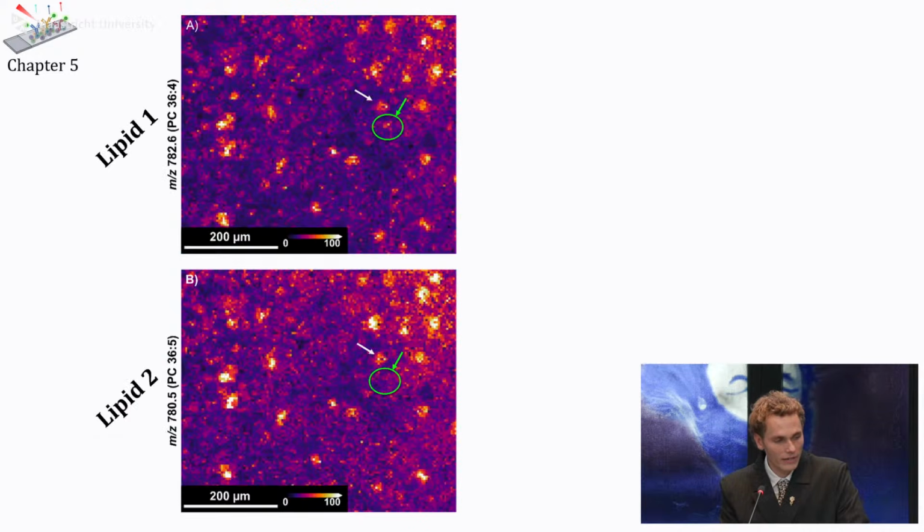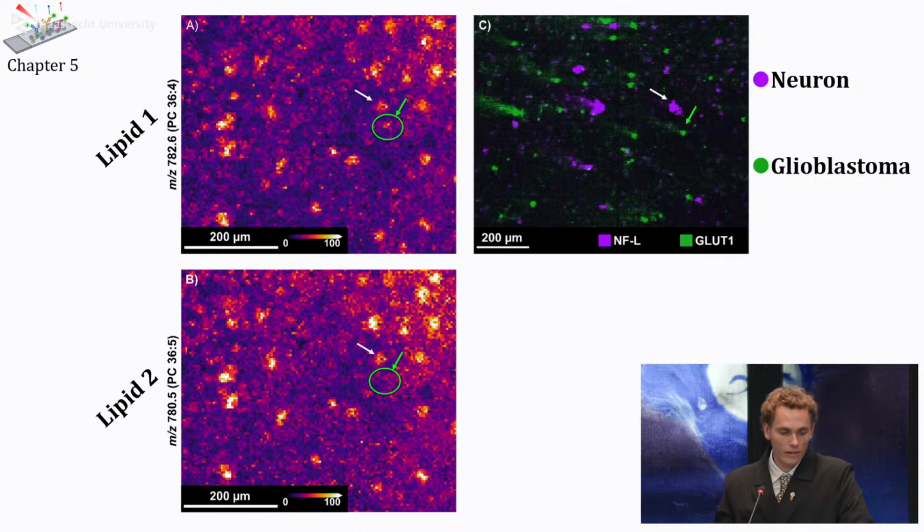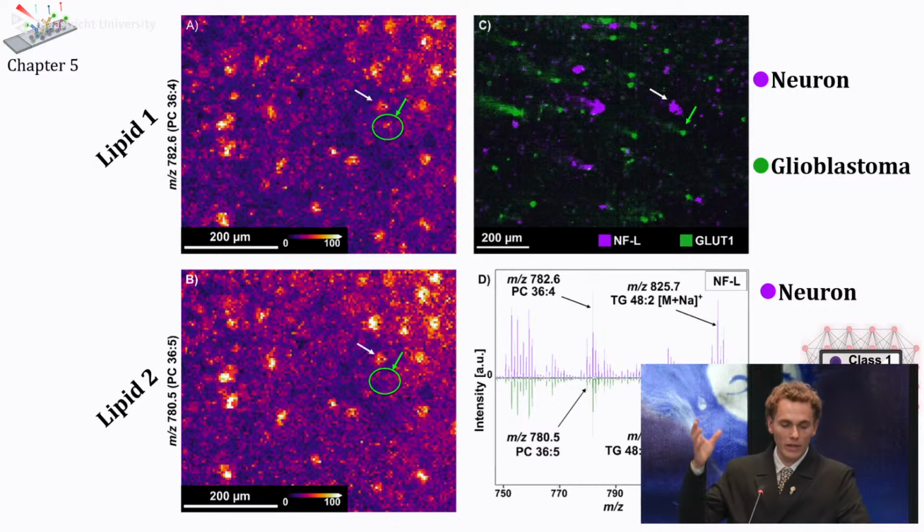And what that looked like in practice is, as we can see here, on the top we have the visualization of one lipid, and on the bottom a second lipid. If we look within the green circle, we can see that lipid 2 is not present for this cell, whereas lipid 1 is. And if we then go to the correlating MALDI-IHC staining, we can see that that is actually because it's a glioblastoma cell, where the other cells are neurons in this case. So we can say that lipid 2 is not present in the glioblastoma cells. This is one example out of many in the whole data set.